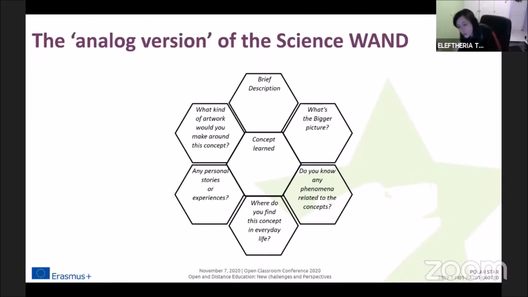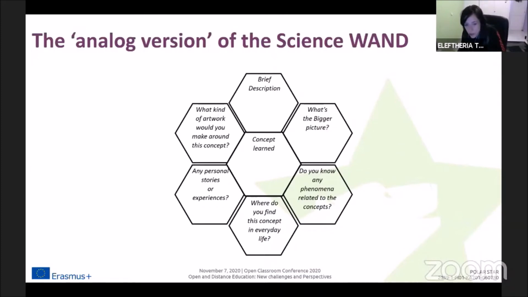If they know of any phenomena that are connected to that concept, if they remember any other concepts that could be related to them. So all the things that I have been talking about all this time are basically questions in this hive. So by asking them to fill in this hive, they're reflecting on the concepts based on all the things that we have been taking on. So this is bringing in the emotion, this is bringing in the action, this is bringing in the experience.